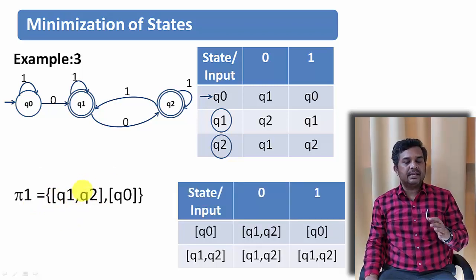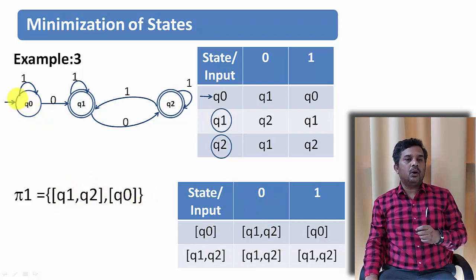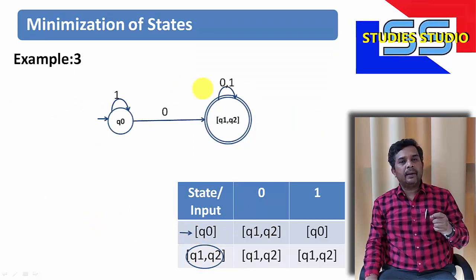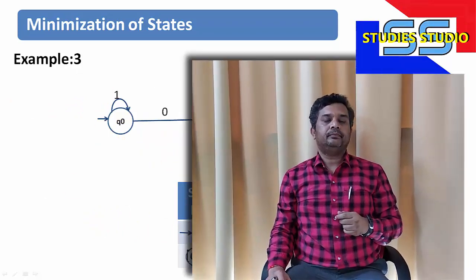So based on these equivalent classes, I have drawn these states. And Q0 used to be the initial state and Q0 belongs to this partition. So I'll say this is my initial state and Q1 and Q2 are my final partition, and in whichever states Q1, Q2 appear, that will become my final state. So based on this transition table, I'll draw my transition diagram, and this is my minimized automata.